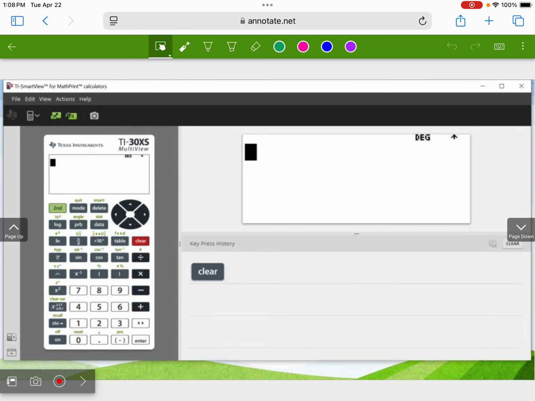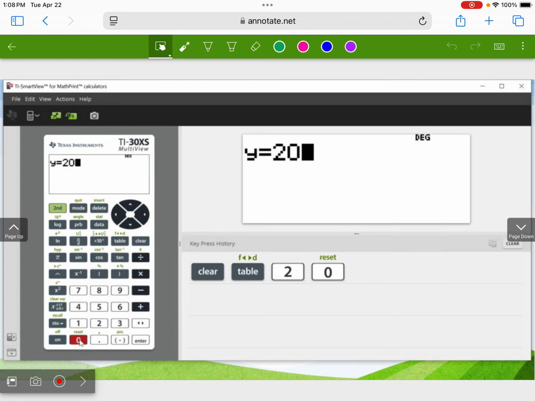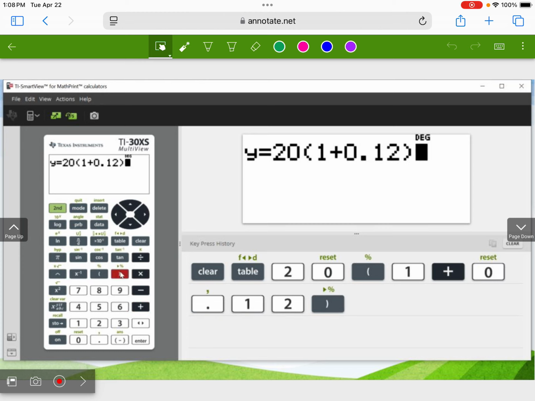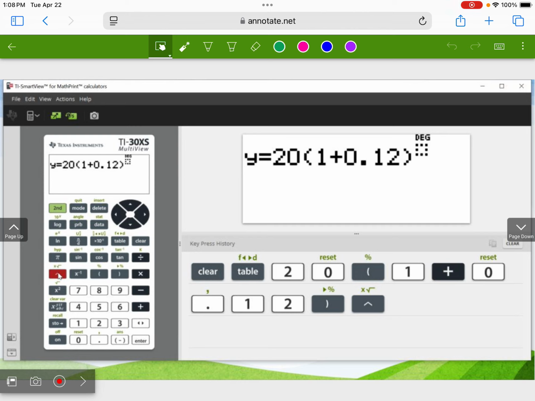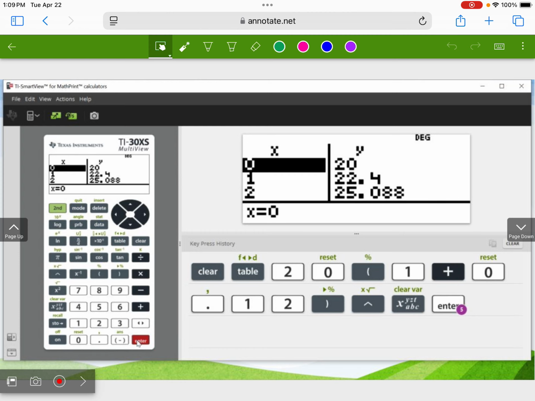If we wanted to do our annual interest, I could hit this table button and it says enter function. I could put in my 20K times my 1 plus 0.12, to the power of this variable button. We've never used it before in our entire lives. And if I hit enter, it's going to start at 0. It'll jump once, and it will automatically calculate.